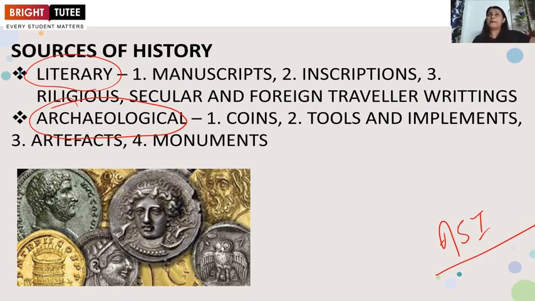If you go to a temple, or to any monumental site, you will see that carved writings are there on the wall. That is what we call inscription. The literary sources again got diversified into three different parts, that is religious, secular, and foreign travelers.